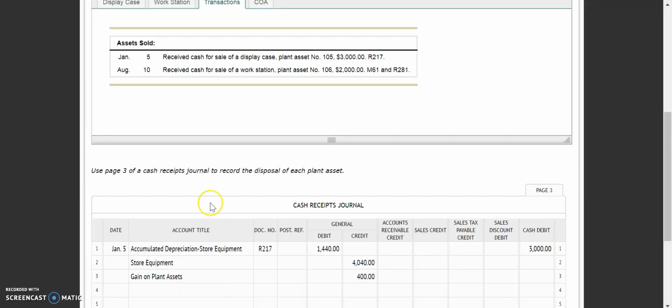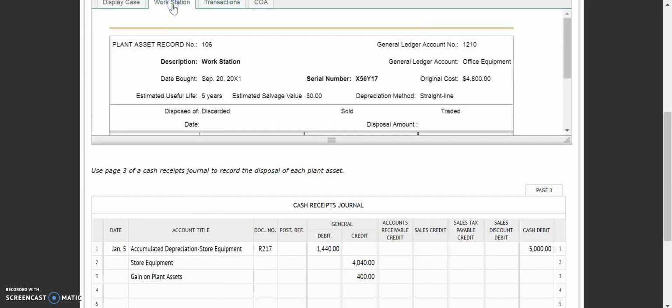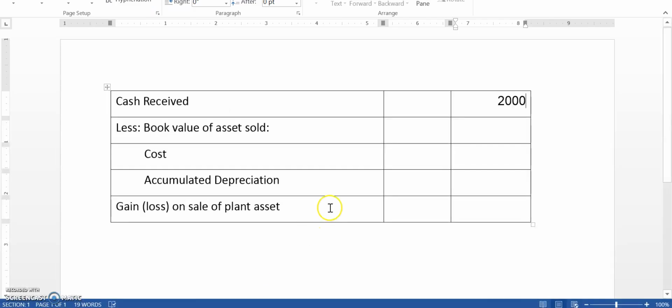And then we need to figure out our book value. So we go to our workstation. It said that we purchased it for $4,800.